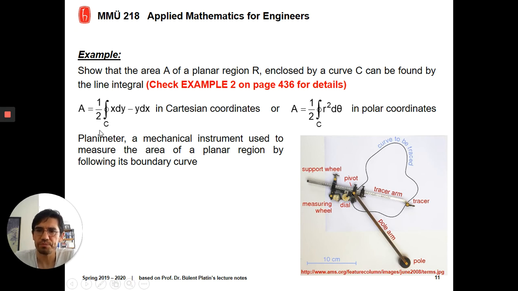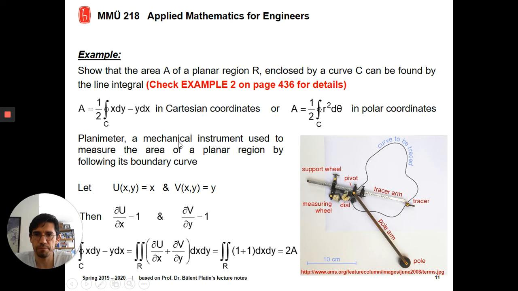Okay, so how come I can manipulate a line integral like this and change it and find the area? So the area is defined as 1/2 of a line integral like this. I'm not going to go into too much detail, but the idea here is this. If I define two functions like u and v, which was supposed to be my vector field, which is the case over here, right?